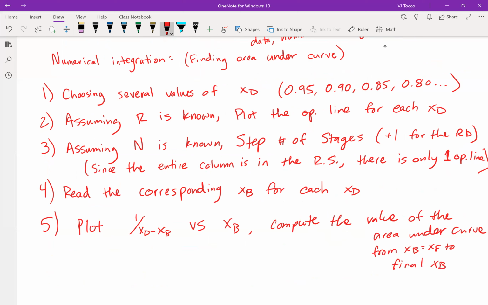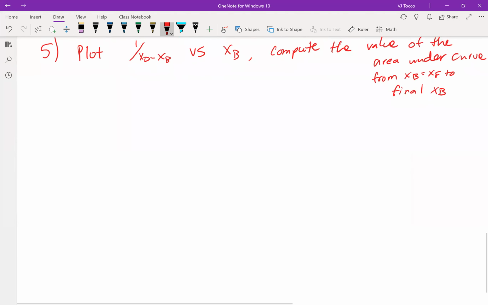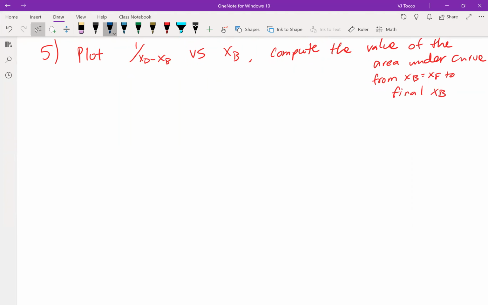All right, so I'm also going to show you in the next class period, whenever we get together next, how to do this in Excel, but I'm just going to do a quick tutorial here on OneNote. So let's say I've got some equilibrium data.